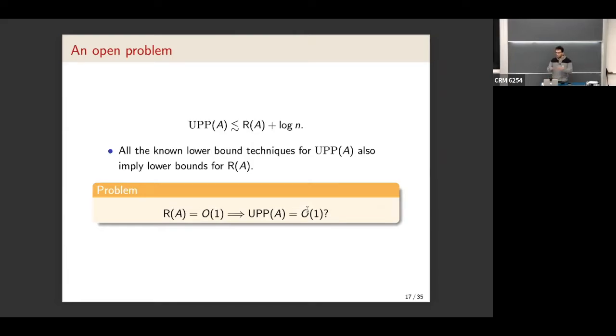Is it true that if bounded error is small, then UPP is also small in this sense? Like if it's at most 100, can you say the psi rank is also at most some constant? Can you bound psi rank in terms of just R, randomized communication complexity? We believe this is not true, and none of the known techniques can solve this.